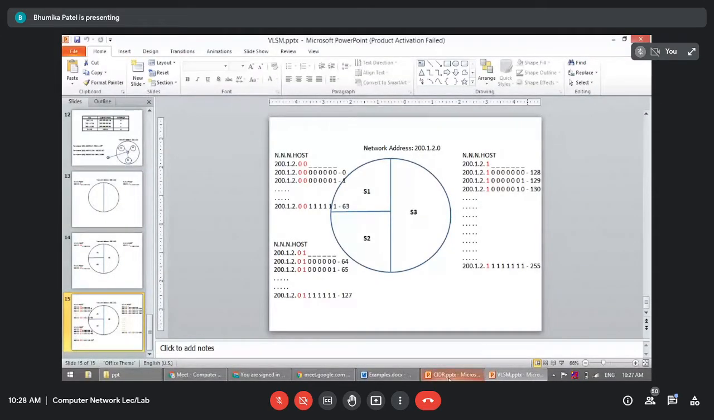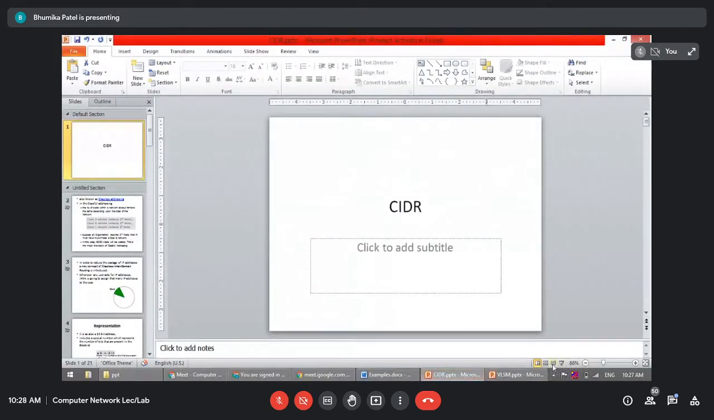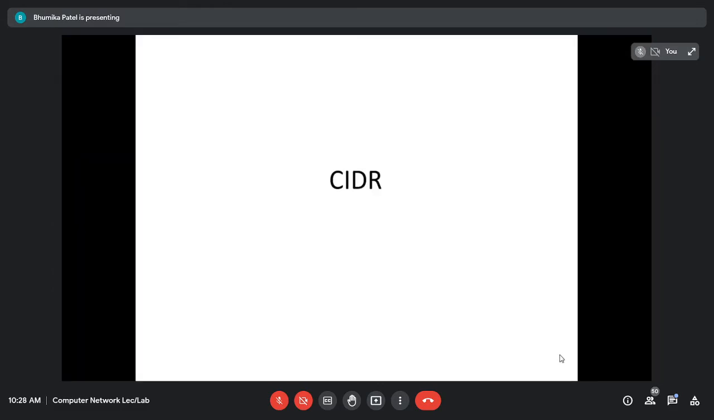Okay, now we will see the most important one, that is CIDR. CIDR full form is classless interdomain routing. So why is there a need for classless when we already have classful addressing? Why is there a need for classless interdomain routing? For that, consider we have the entire address space. That is, an IP address is made up of 32 bits, right?